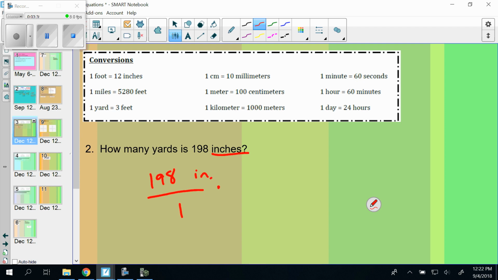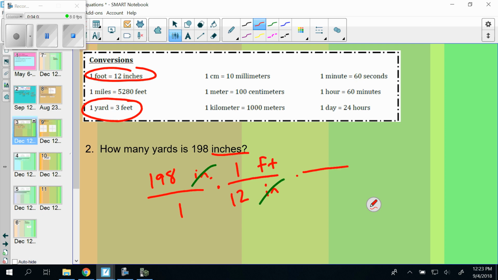Now we want to do our conversions here. I don't think we can really go straight from inches to yards, so let's use our middle conversion of feet here. So inches are on top, do we want inches on bottom? We know 12 of them are the same as 1 foot. Okay, now our units cancel out in inches. So now we need to get from feet to yards. Here's our second conversion. So we want feet on bottom and yards on top, and we know 1 yard's the same as 3 feet. Again, our units should cancel.